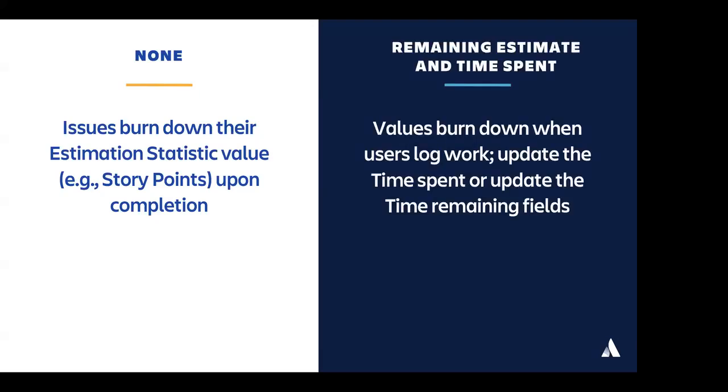Alternatively, if you set it to remaining estimate and time spent, that second toggle, then the values will burn down when users log work and update the time spent or update the time remaining fields. Jira is using its native fields, which are original estimate, remaining estimate, and time spent. Those are 3 fields that Jira uses for time tracking. So these two approaches, not tracking time or time tracking, are fundamentally different.